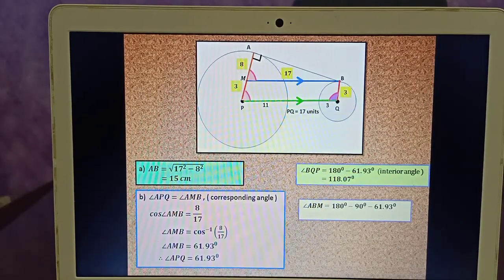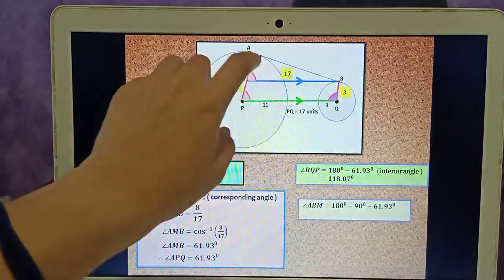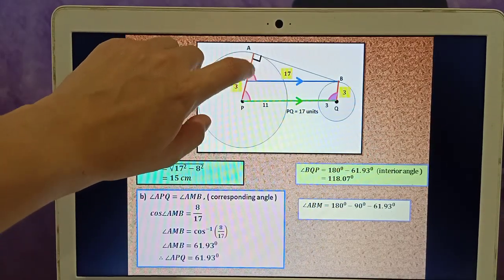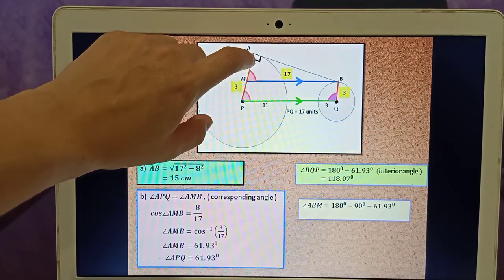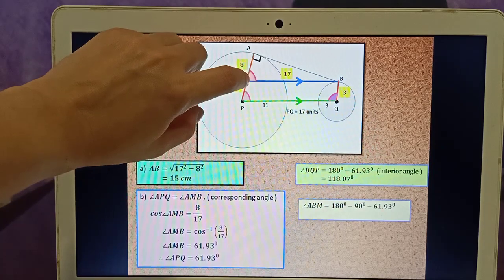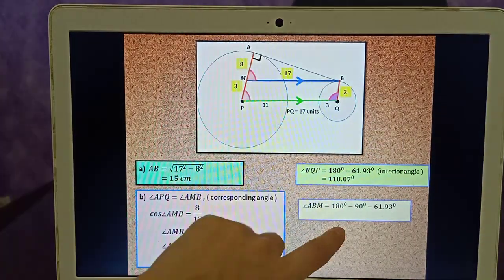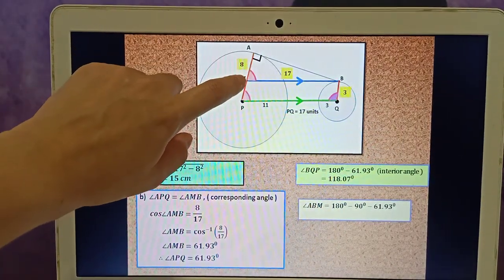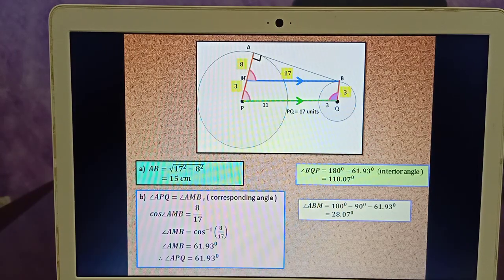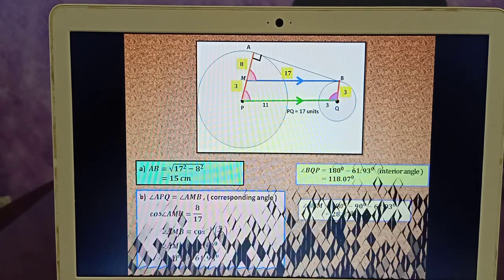As for question D, which is angle ABM, here is my M. To get angle ABM, very simple. You use the triangle, right? You got two angles already out of 3. You got the two angles here, 90 and also 61.93. So to get this angle, you use 180 minus 90 minus 61.93. So you'll get 28.07 degrees. Clear? I hope you understand. Okay, we stop here.